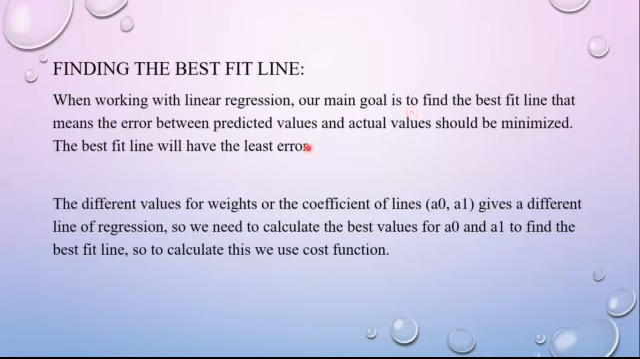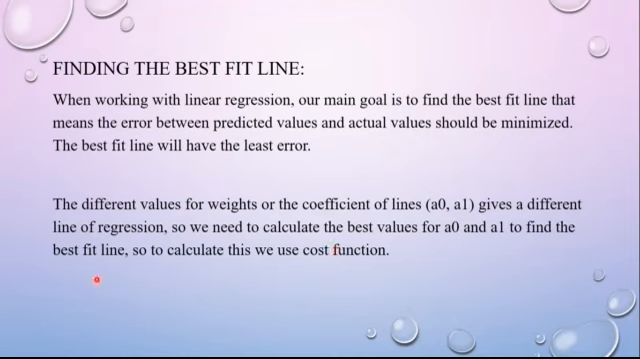That means the error between the predicted values and the actual values should be minimized. So it has the least error. So what is the concept here? The predicted value and the actual value difference should be minimized here. And different values of the weights, the coefficients A0 and A1, give a different line of regression here. So we have to calculate the best values of A0 and A1 to find the best line.